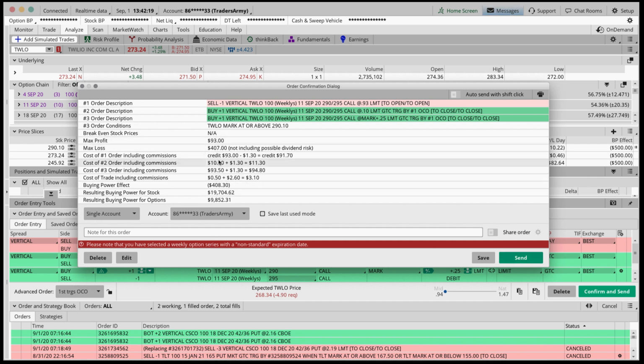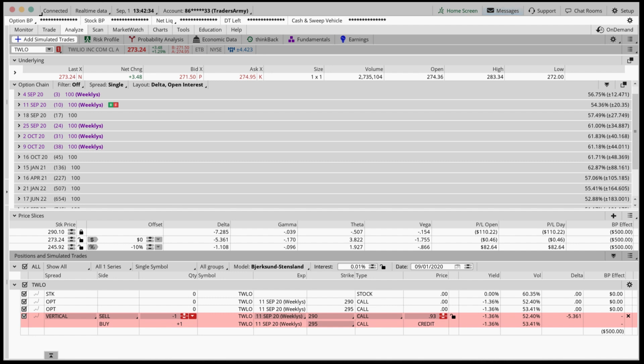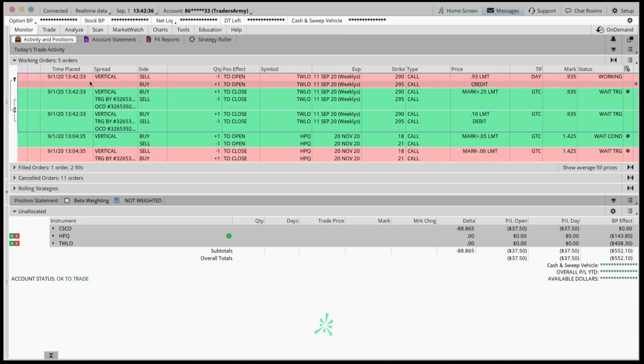You can see here how this is going to affect your buying power. So it's going to reduce our buying power by $408. You can see what your commissions are to open this trade. You can see everything about this trade right here in this window. So if you like it, after reading it carefully, hit send. And now you can come over here to your monitor tab and you can see that these are all linked together by this key order, which is the entry order, followed up by the brackets, which is an OCO, order cancels order.